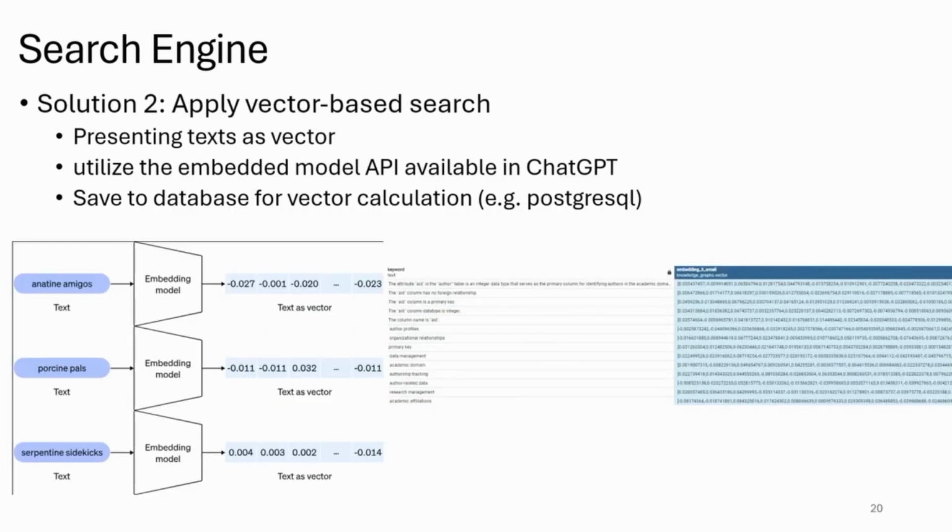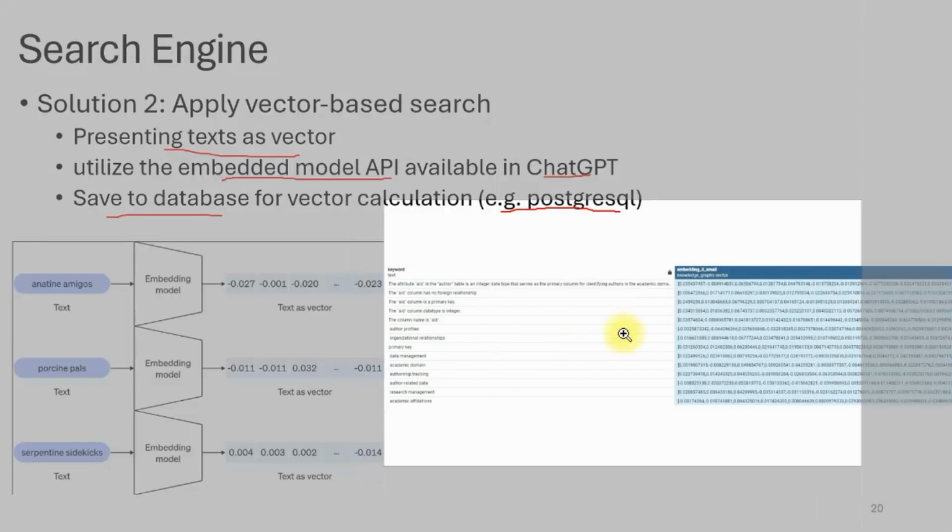The second solution that we can apply is a vector-based search. Like I mentioned, vector-based search represents text as vectors, which can be done by an embedding model, an embedding model API available in ChatGPT. And because we save all vectors in our database, we must make sure that the database can be used for vector calculation.